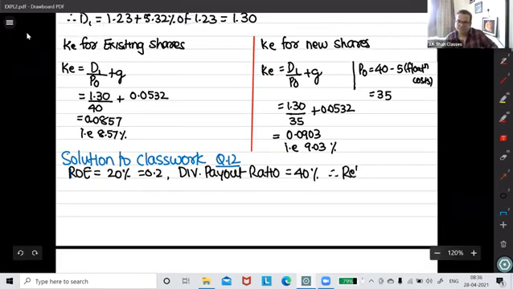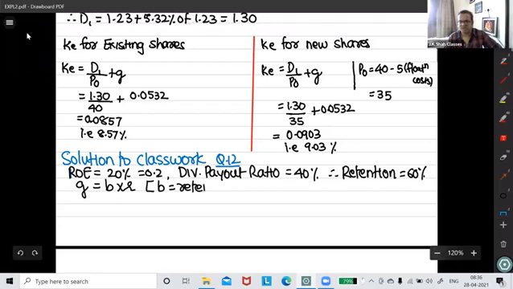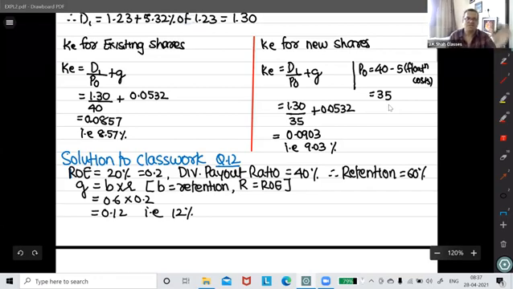Therefore, retention is 60%. So we have a very simple formula. G is equal to what? B into R. B stands for retention, R stands for ROE. So retention you put 0.6, and ROE you will put 0.2. That gives 0.12, that is 12%. Easy. I'm sure you all have got this.